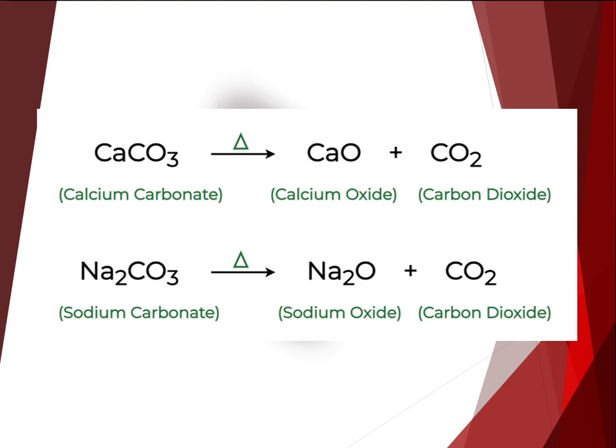Some compounds that are composed of polyatomic ions decompose in predictable ways. For example, metal carbonates break down to produce carbon dioxide and an oxide. Calcium carbonate in limestone decomposes upon heating, and the products are carbon dioxide gas and calcium oxide.